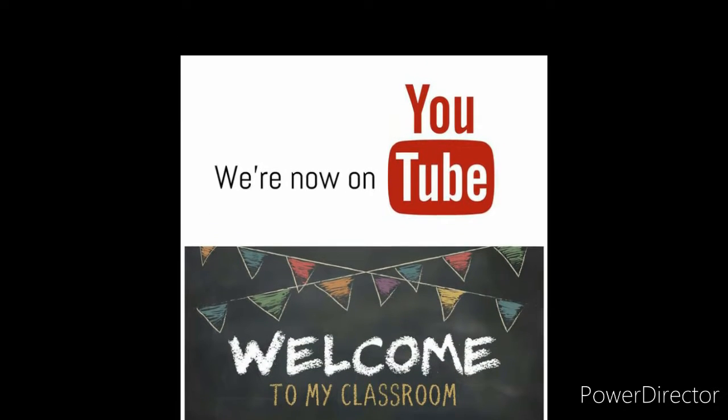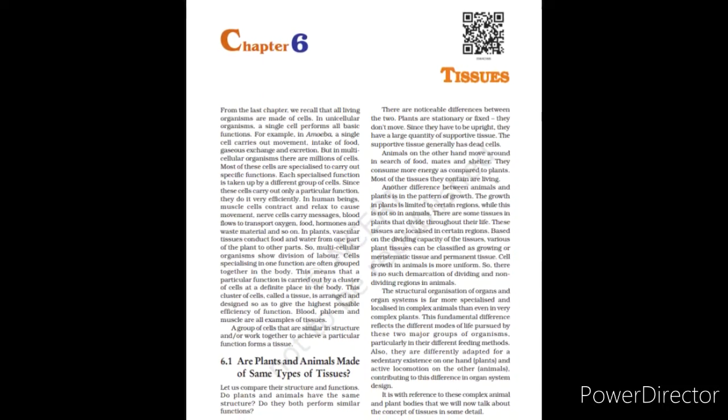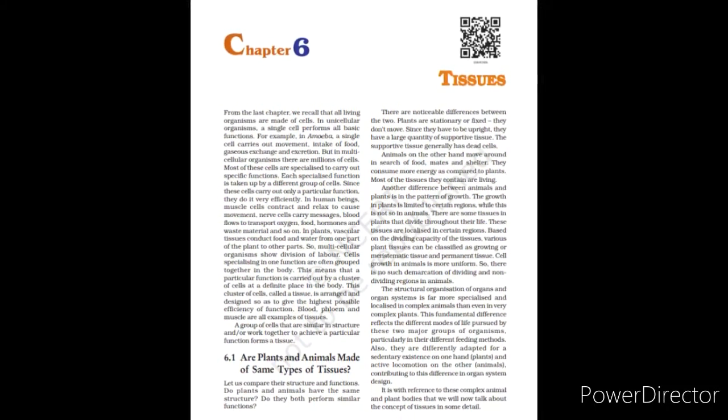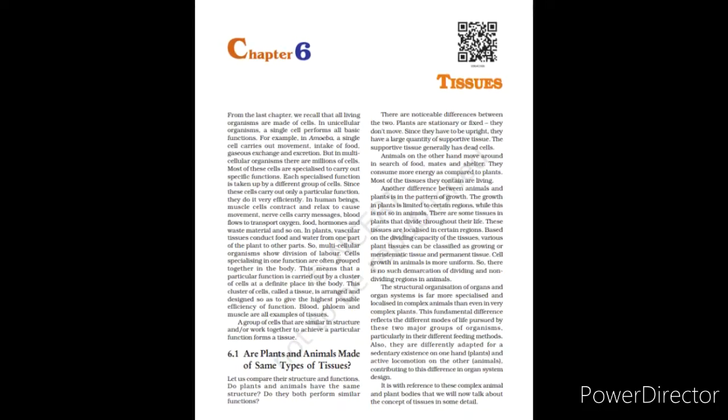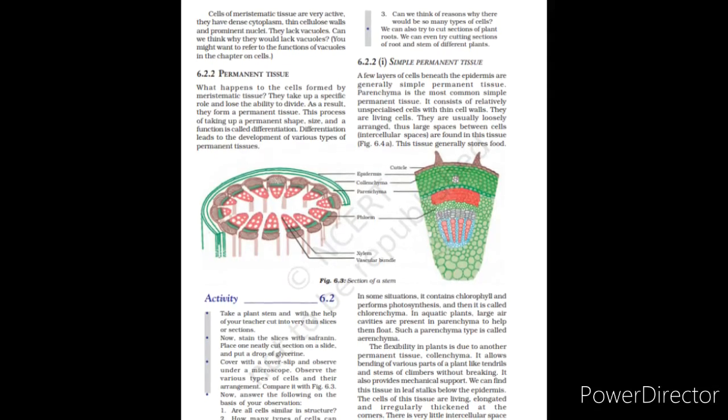As you all know, we are learning about tissues from the class 9 biology, and today's topics are simple permanent tissue and complex permanent tissue. So let's get started. Simple permanent tissue. A few layers of cells beneath the epidermis are generally simple permanent tissue.